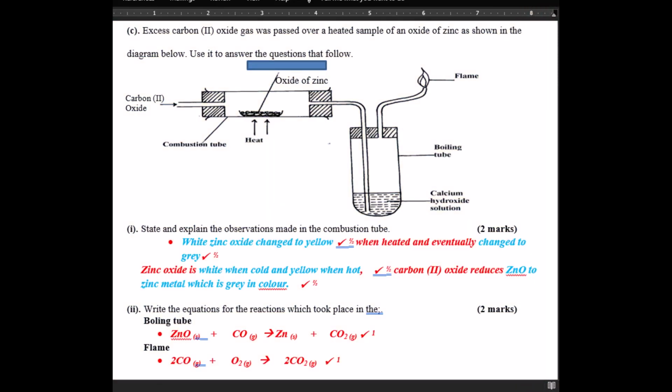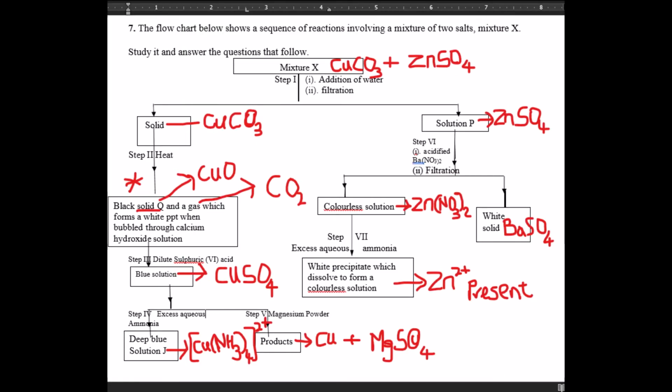Check on the correction. Then on the flame, carbon 2 oxide is combustible, very combustible, and therefore it burns in air, in oxygen, to form carbon oxide. The color of the flame is blue.